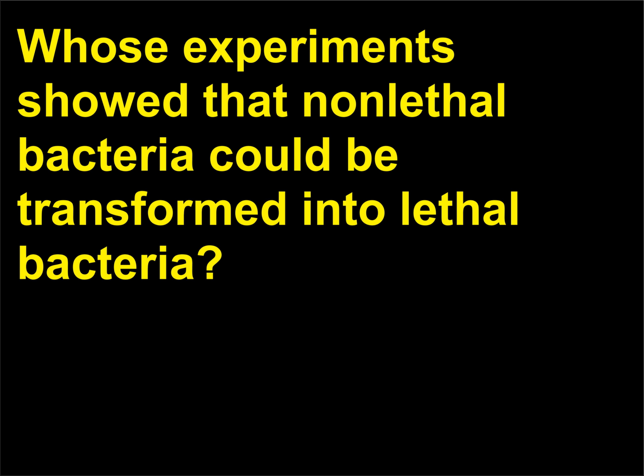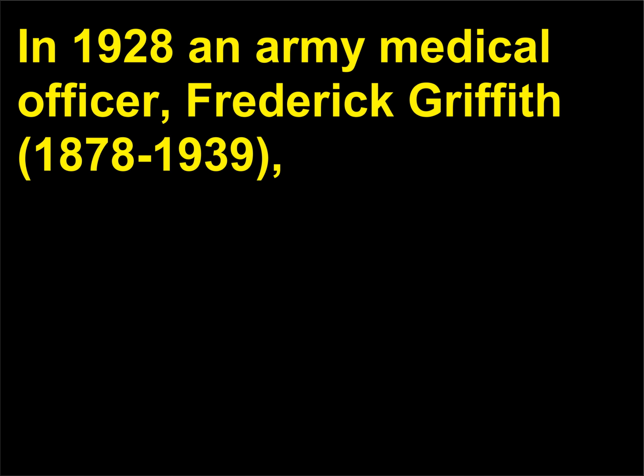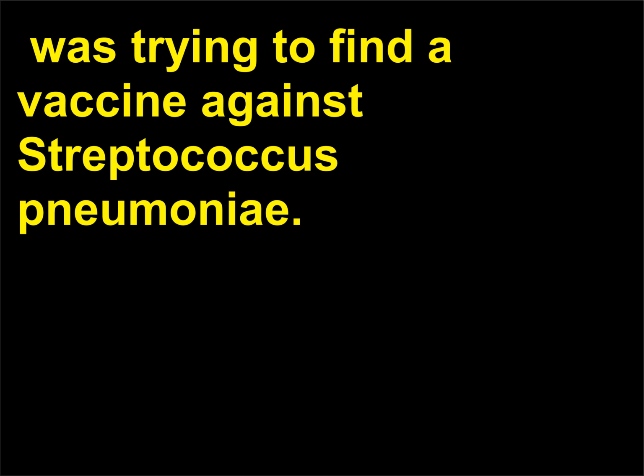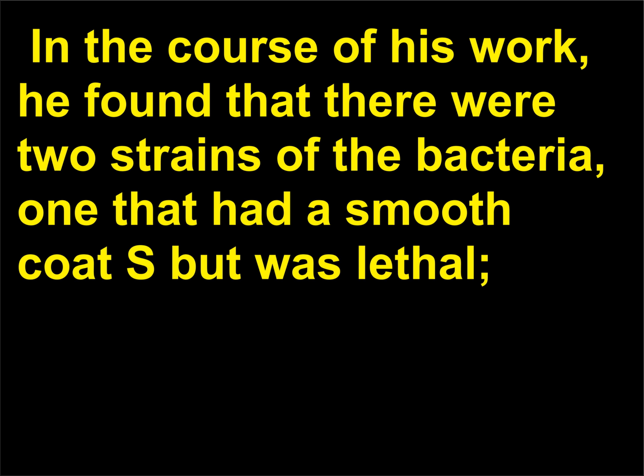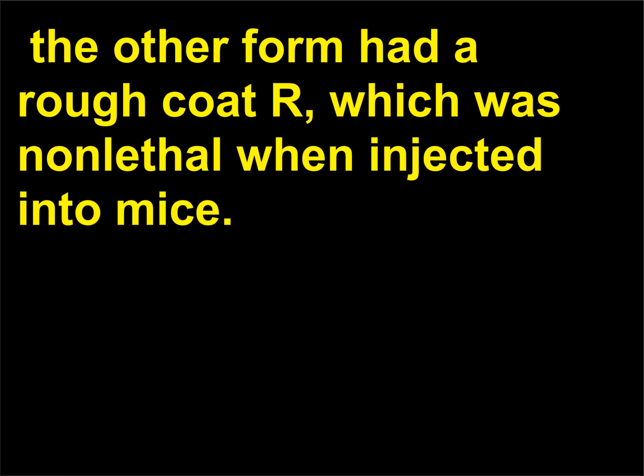Whose experiments showed that non-lethal bacteria could be transformed into lethal bacteria? In 1928, an Army medical officer, Frederick Griffith, 1878 to 1939, was trying to find a vaccine against Streptococcus pneumoniae. In the course of his work, he found that there were two strains of the bacteria, one that had a smooth coat, S, but was lethal. The other form had a rough coat, R, which was non-lethal when injected into mice.